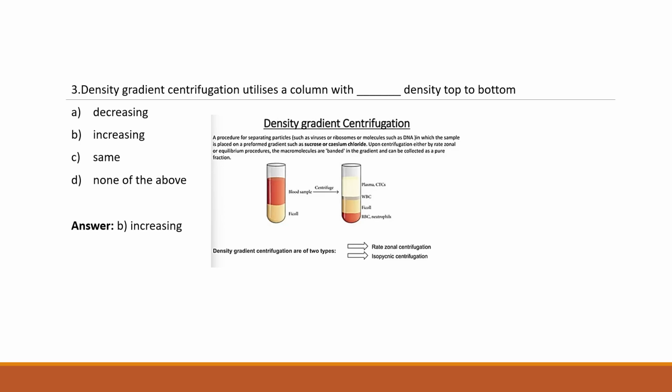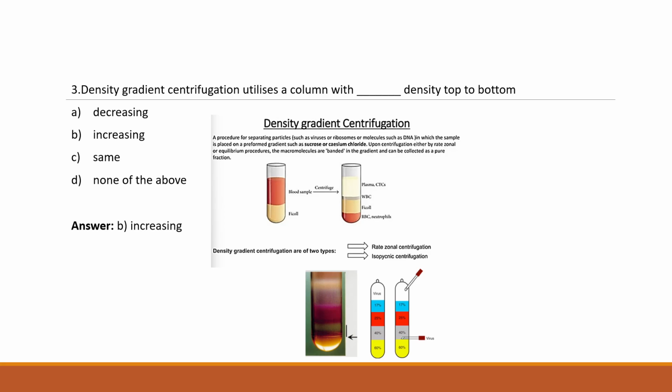And then you have your types of centrifugation. There are different types for different applications. Your major density gradient centrifugations are of two basic types, that is your rate zonal centrifugation and your isopycnic centrifugation.